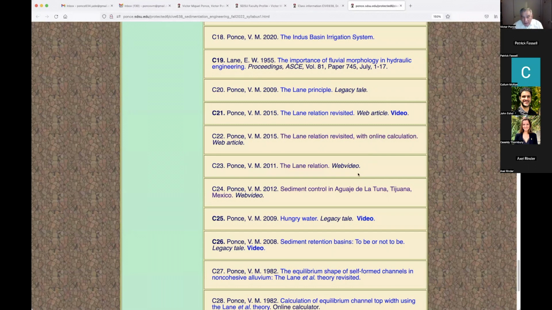Okay, we have a couple more things in here: sediment control, hungry water. We have legacy tail and a video. And then the sediment retention basins, to be or not to be. I had decided this morning that I was going to show one vector and one raster. I believe this one's going to be the raster, and the other one's going to be the vector, kind of the complement.